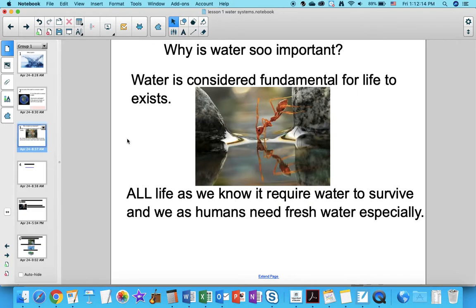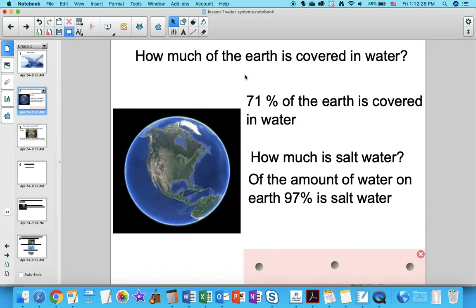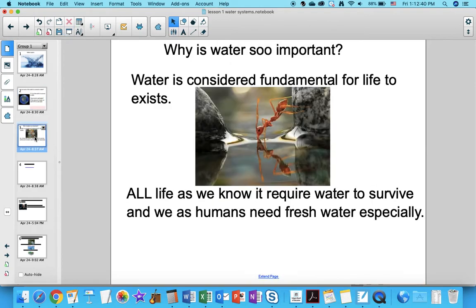And water is considered fundamental for life. All life that we know of requires water to survive. And we as humans need fresh water especially. So when we go back to this picture and we say 71% of the world is covered in water and 97% of that water is salt water, that leaves only 3% of the available water as fresh.